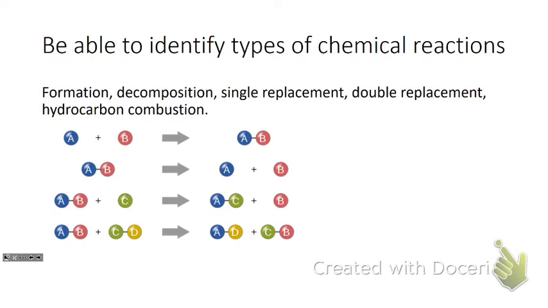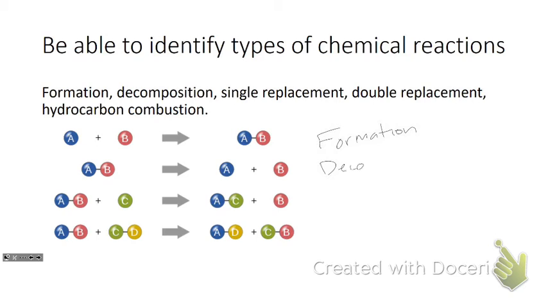Next, you are going to need to identify the types of chemical reactions. We have 5 main types: formation, decomposition, single replacement, double replacement, and hydrocarbon combustion. We have 4 of the 5 up here. What is this first one? Formation. This is a formation reaction, good, because we have 2 elements coming together to form a compound, right?